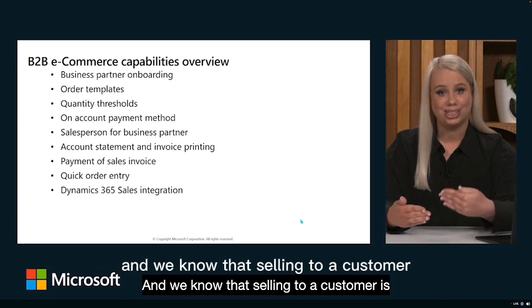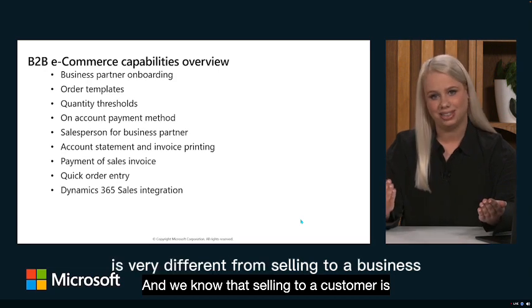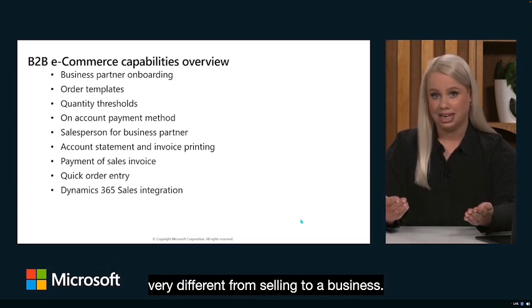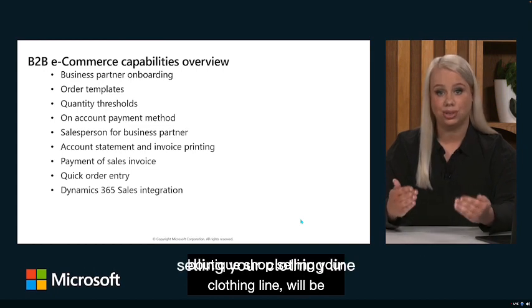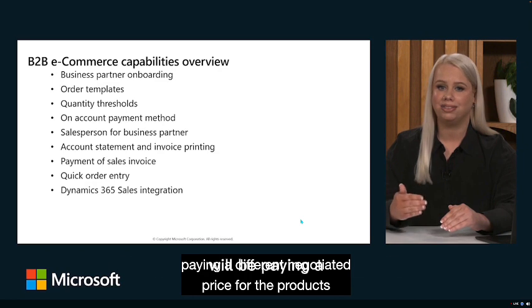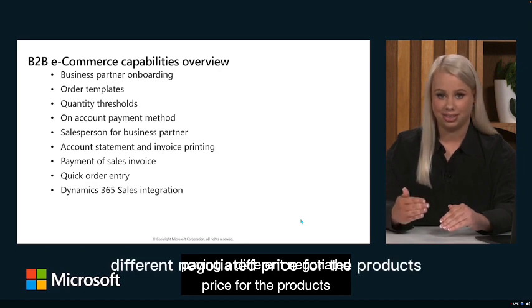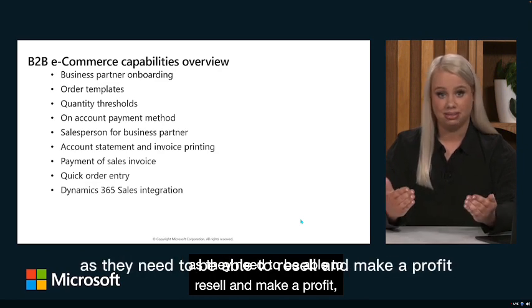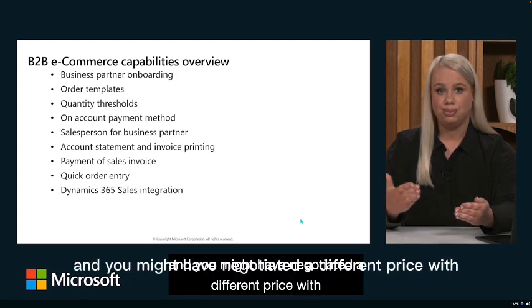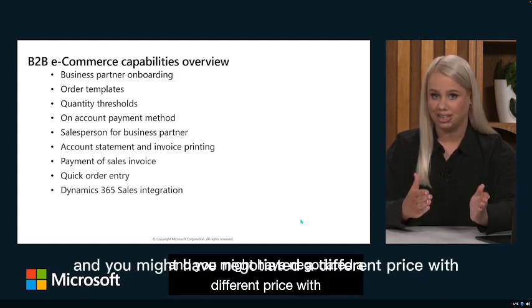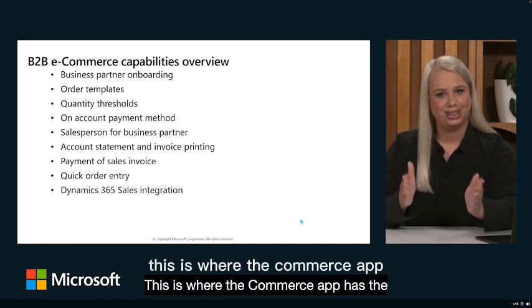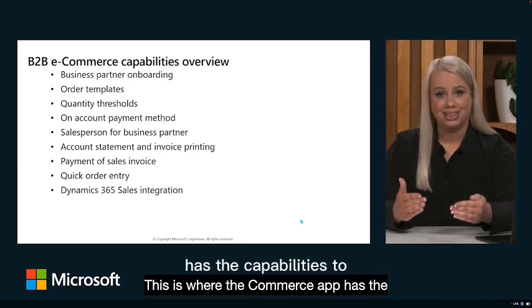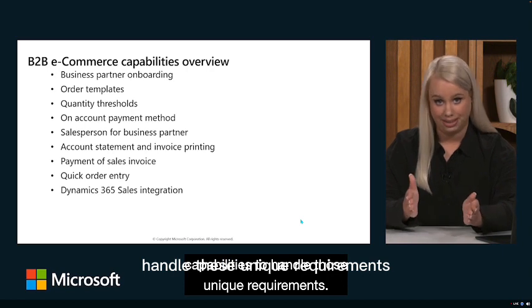And we know that selling to a customer is very different from selling to a business. A business, in the case of a department store or boutique shop selling your clothing line, will be paying a different negotiated price for the products, as they need to be able to resell and make a profit. And you might have negotiated a different price with one business compared to another business. This is where the Commerce app has the capabilities to handle these unique requirements.